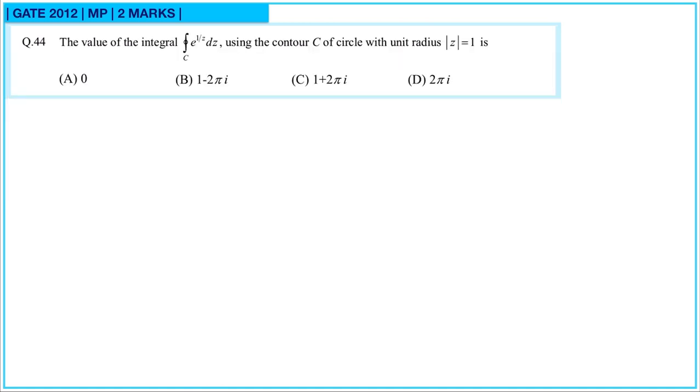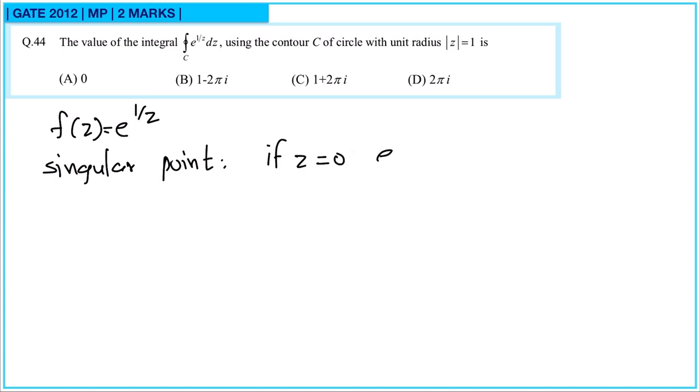Next question. The value of integral e raised to 1 by z dz using the counter C of the circle with unit radius z is equal to 1. So here function is equal to e raised to 1 by z. Now we have to find singular point. So if z is equal to 0, then e raised to 1 by z, it will be e raised to 1 by 0, which is e raised to infinity. So this will go to infinity. So that is our singular point.